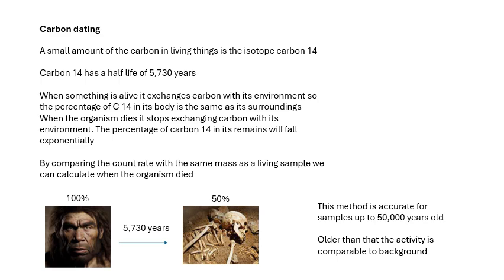So if you compare the count rate of the same mass of substance for something which is alive and something which died a long time ago, then there will be less in the stuff that died a long time ago because that carbon-14 has decayed. This method is accurate for samples up to about 50,000 years old, because if it's older than that, the count rate is comparable to background. For things which have only recently died, it wouldn't be accurate either. But for things which are about 5,000, 10,000 years old, this is a pretty accurate technique.